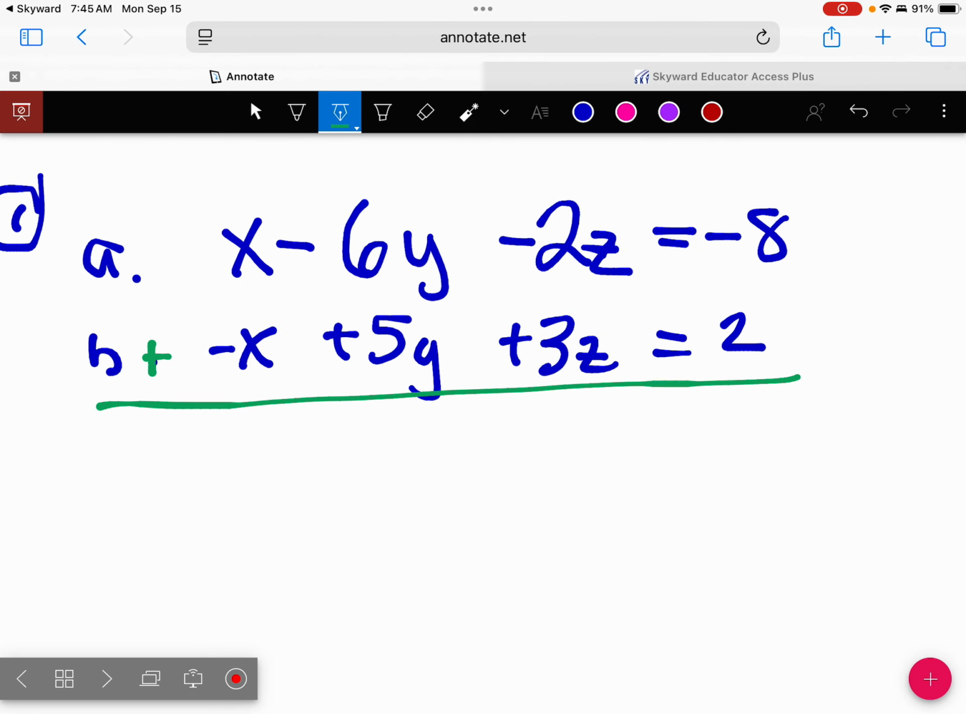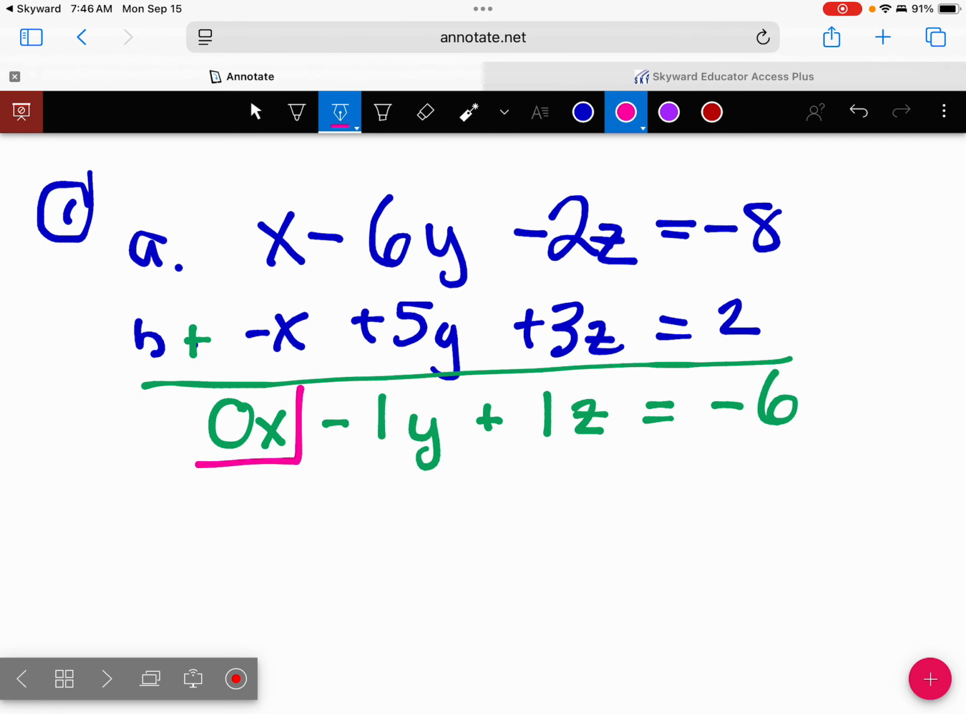So we're adding these guys together, ignoring everything else right now. My x plus my minus x, that's 1x minus 1x, we get 0 x's. That's the point we were aiming for with our x's. I got my minus 6y plus 5y, that's going to give me a minus 1y. And my minus 2z plus 3z, that's going to give us 1z. And then we have our minus 8 plus 2, that's going to give us a minus 6.